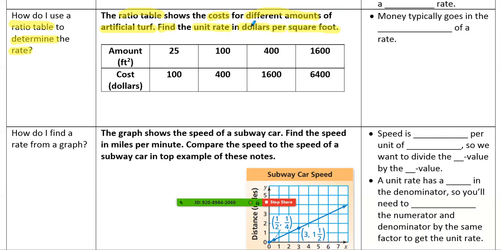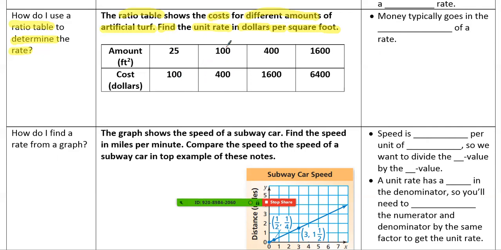Okay, dollars, money typically goes in the numerator, but look at how this table's oriented. The amount, the feet squared, because we're talking about area, is in the top and cost in the bottom. So we're going to want to flip these numbers when we actually write the unit rate. Well, let's see. Yeah, 25 feet squared is $100. $100, well, that's 4 times as much. So yes, $400. So this looks like it's proportional, right?